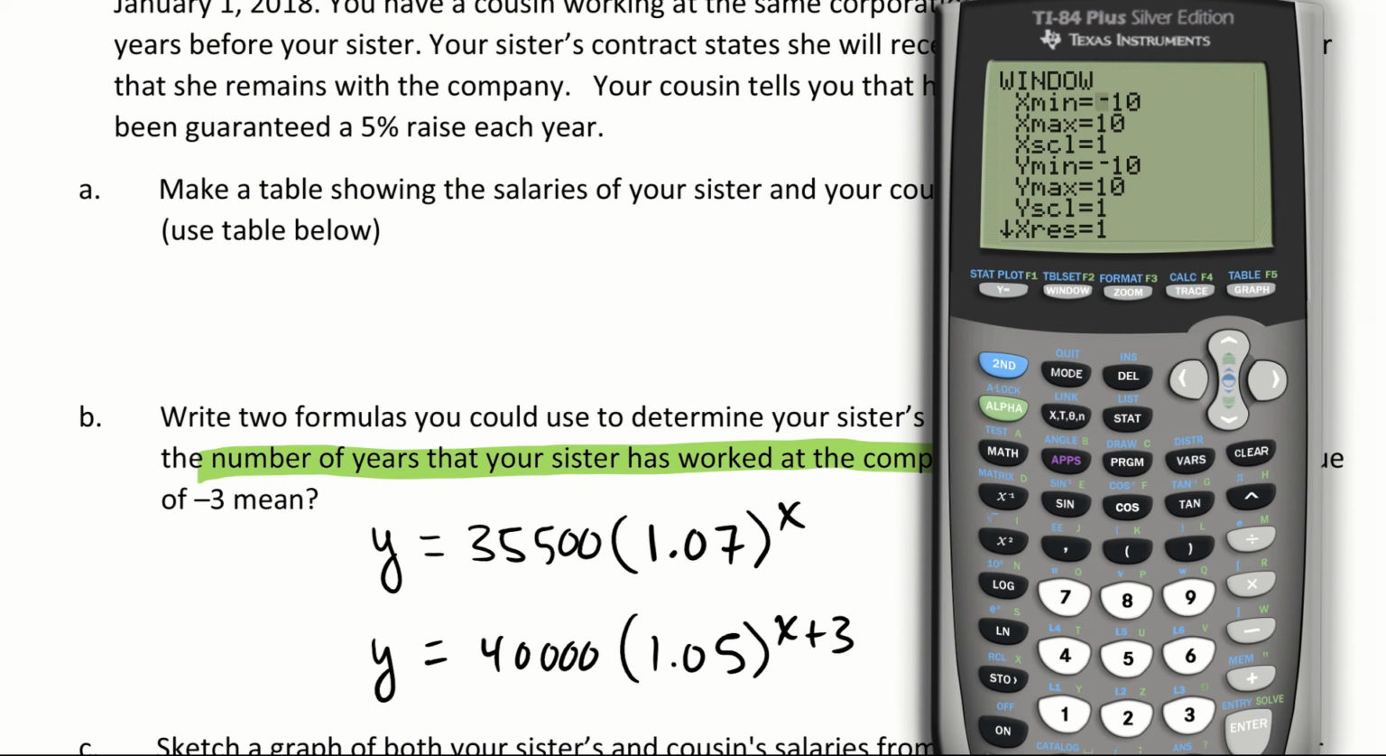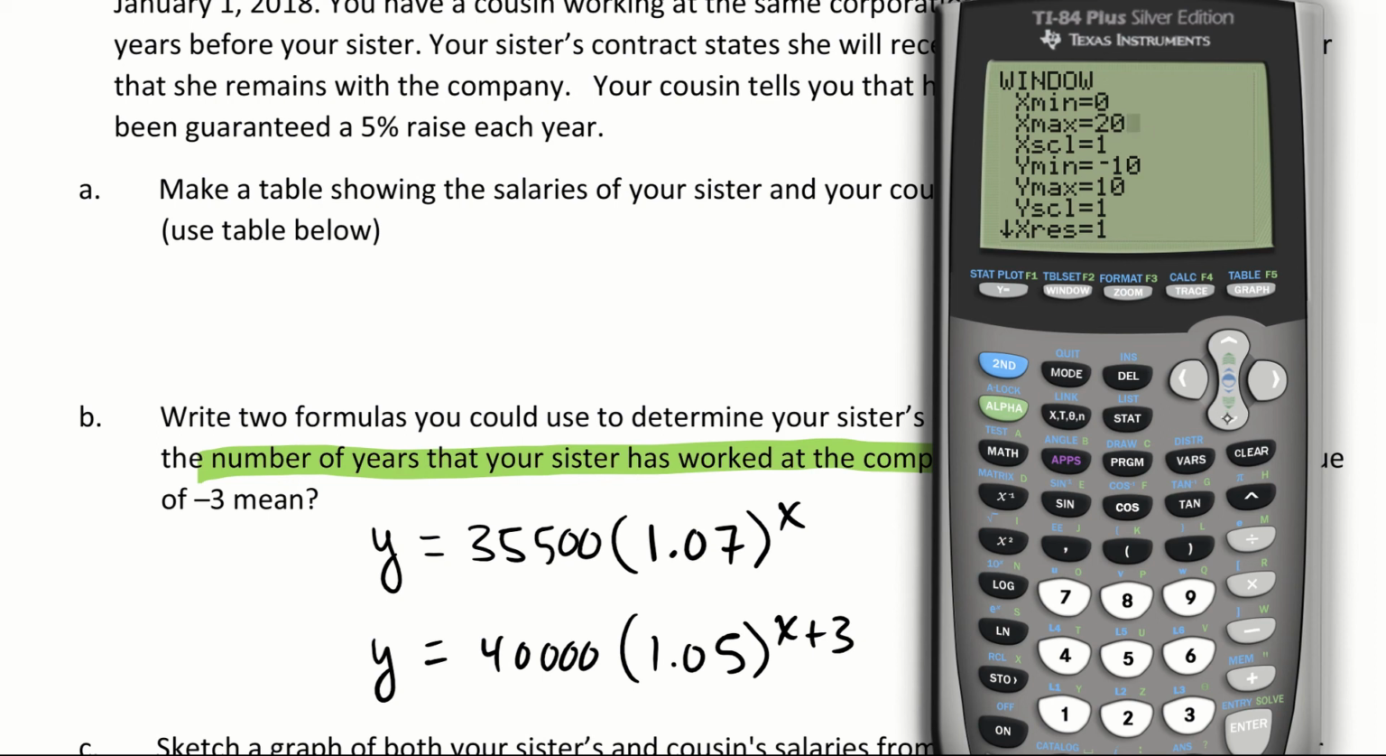So for example, I understand that I'm starting at year 0, so I'm just going to make my smallest x 0. And to start with, I'll look at 20 years. I may need to look at more years, but I'm going to go from year 0 to year 20.